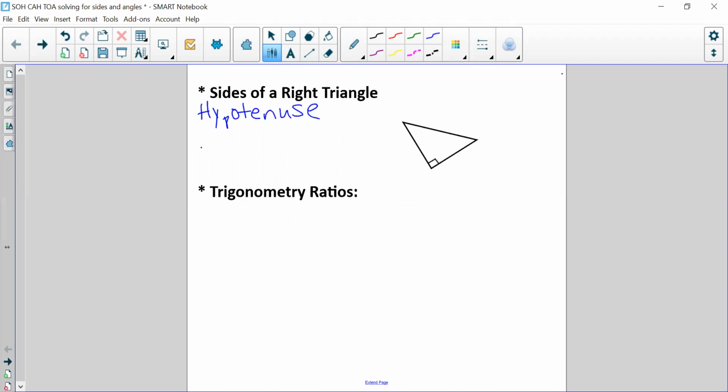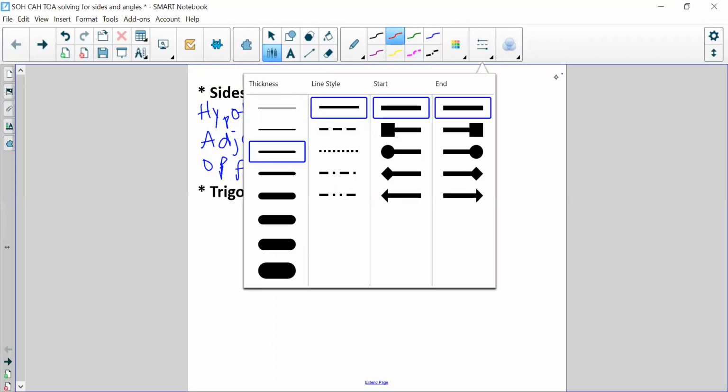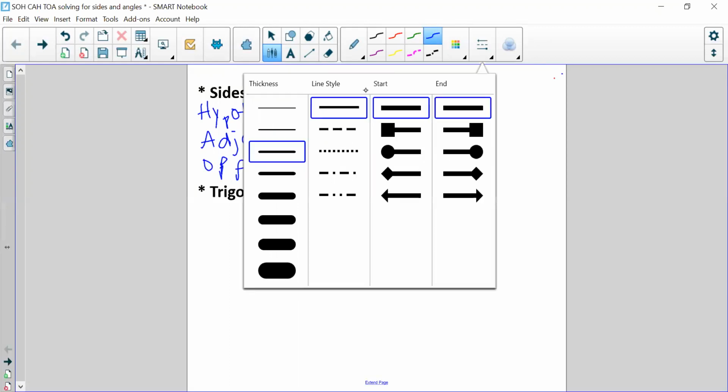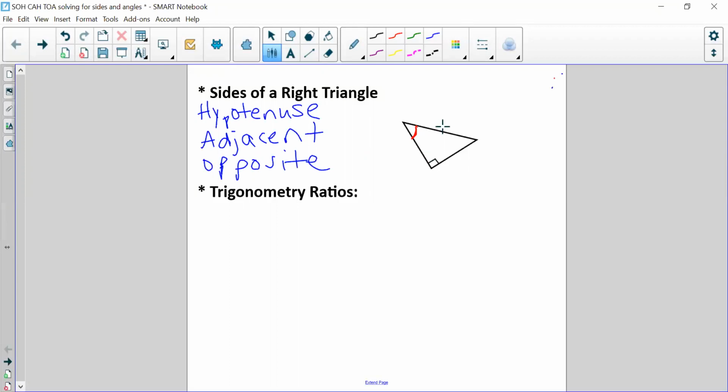The adjacent means attached, and the opposite is all the way across and not touching the angle that we're looking with, or the perspective that we're looking from. So in this scenario, if I said we were looking at this top angle up here, I would first identify my hypotenuse, which is across from the 90, so it would be my longest side here. Attached or adjacent is going to be the second side making up that angle, and opposite is going to be all the way over here and not touching the angle that we're looking from.